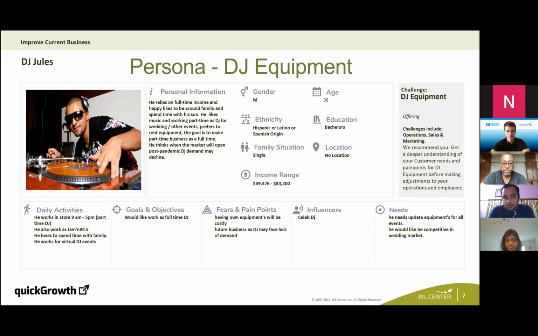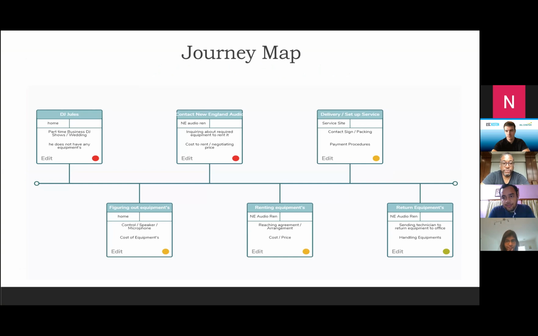Let's take a look at his journey map. Over to the next slide, Rima. So now DJ Jules is at home and he gets a call to be DJ for a show, but his pain point is that he does not have any equipment with him, and that pain point is pretty strong. He then figures out which equipment he requires to do the show, and he decides that he needs a controller, a speaker, and a microphone. His concern at this stage is the cost to rent the equipment, but the intensity at this stage is just moderate.